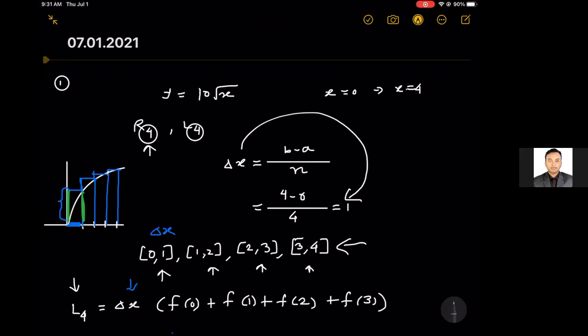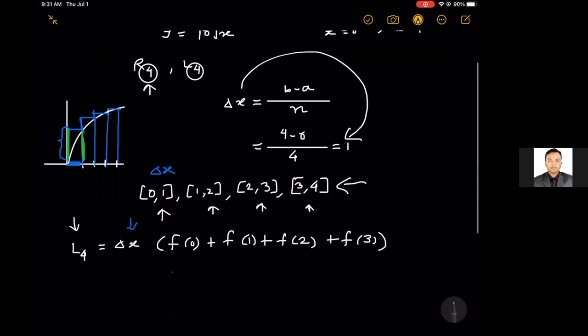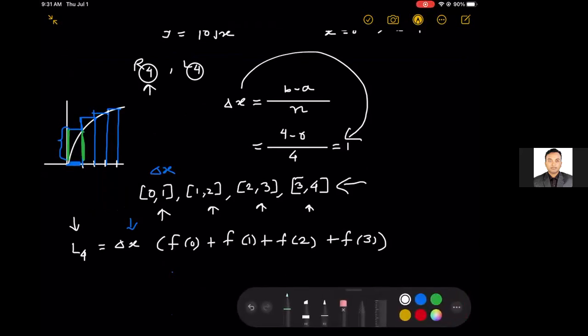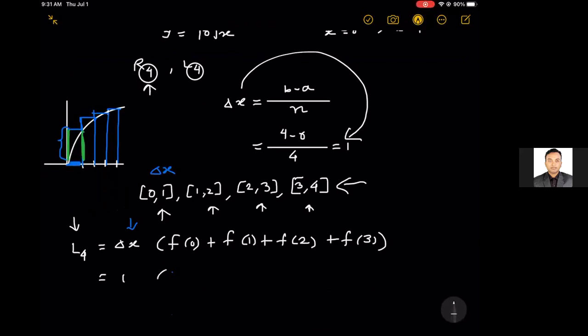So let's keep doing our main calculation. So del x is 1. What's f of 0? Remember, our f of x is 10 square root of x. What's f of 0? Anyone? Is it 0? 0, yeah.